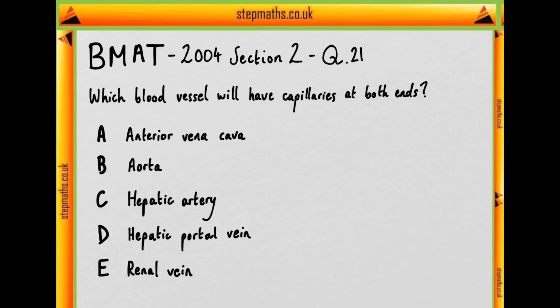Let's think about what capillaries are. They are the one cell thick, narrow blood vessels which supply tissues, normally in organs. So we can say that capillaries will be found at both ends when you have an organ at both ends.